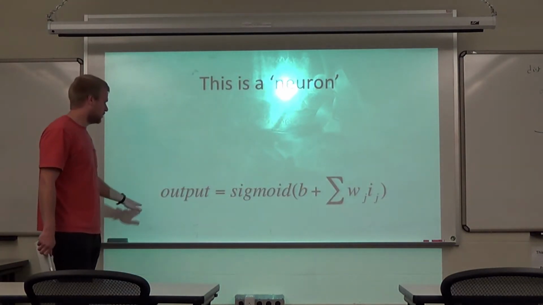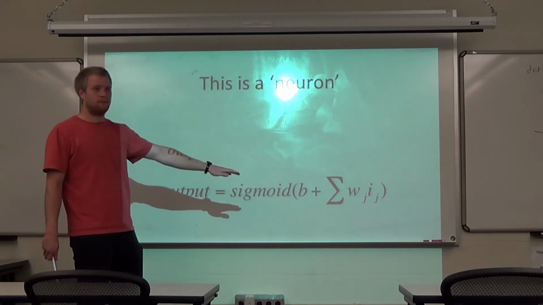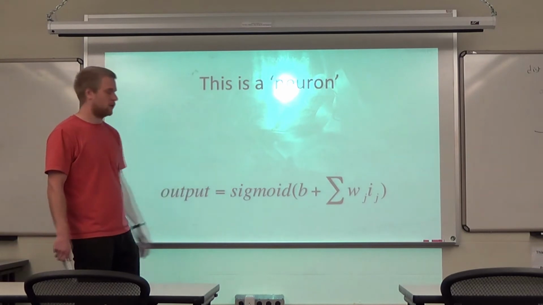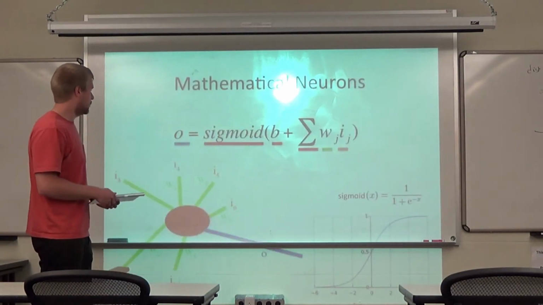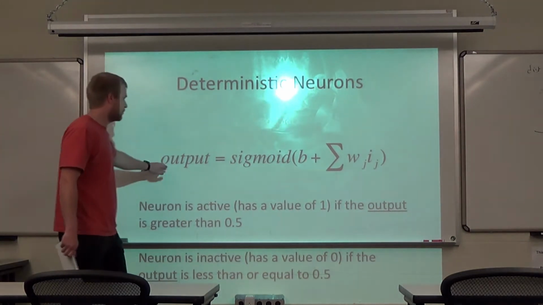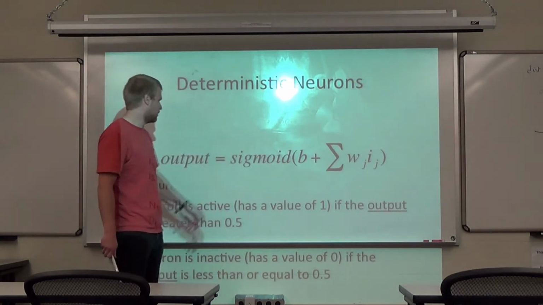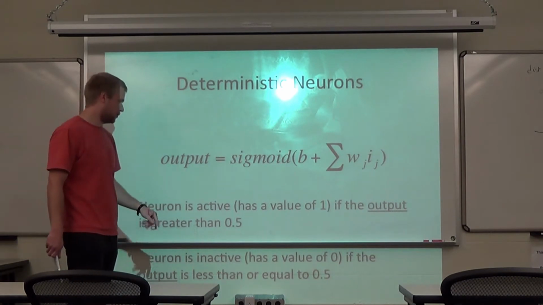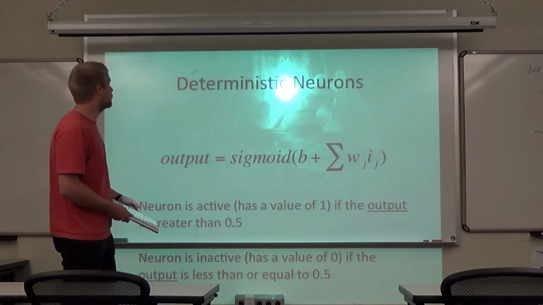Okay, so does everyone understand how this is a neuron? Okay, so I don't need to go through all of that. All right, so we have two types of neurons. We have deterministic neurons. We compute the output of this weighted input, and then we apply the sigmoid, and if it's greater than 0.5, we say it's active, and if it's less than 0.5, we say that it's inactive.